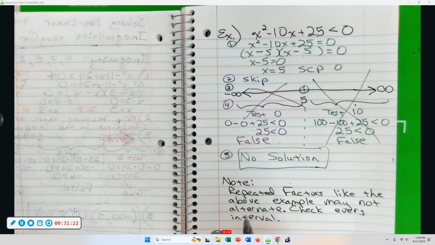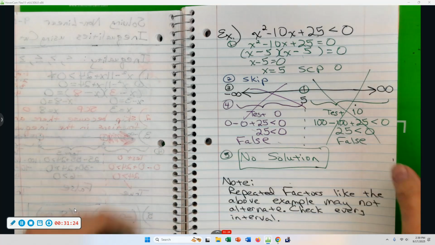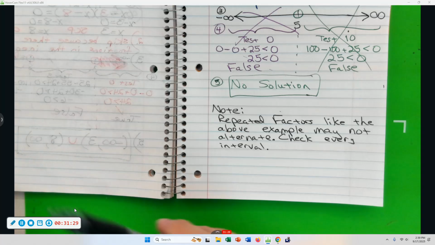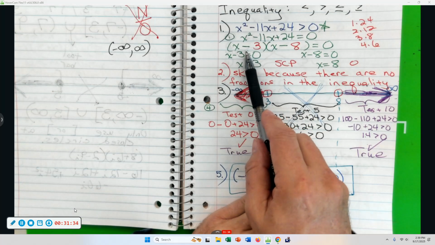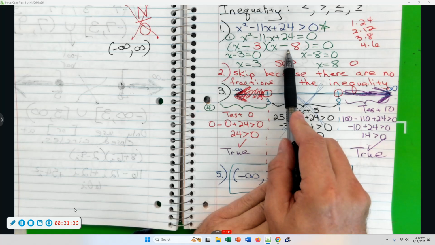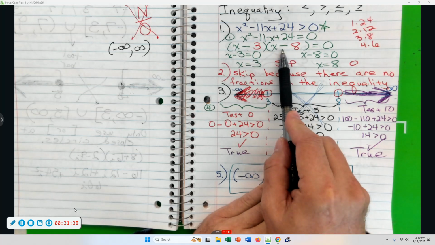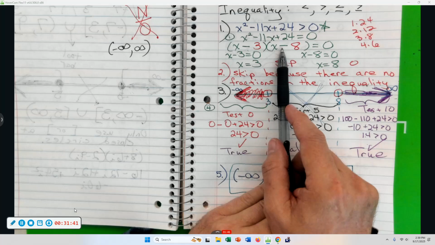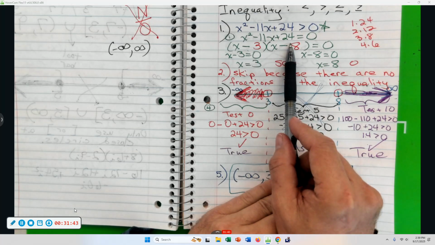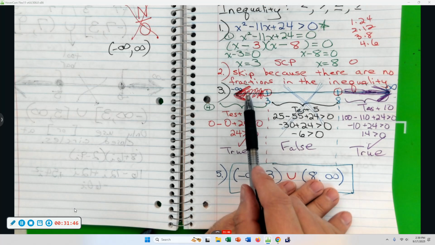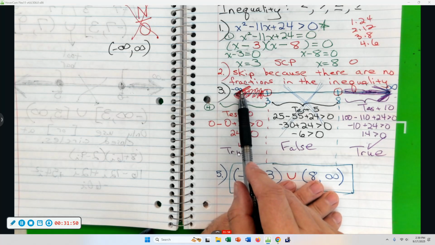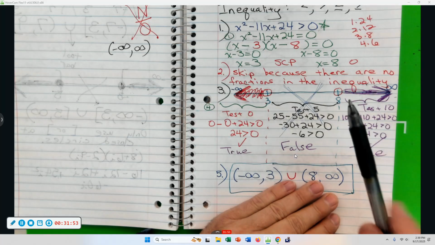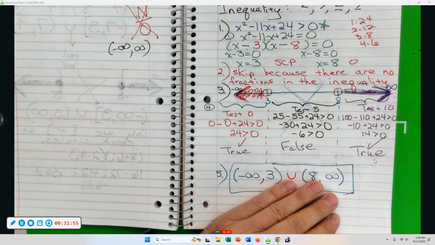If you're a view and example kind of person, they're going to be checking every interval no matter what. But if you have distinct factors, like here, two different factors, x minus 3, x minus 8, then I was 100% certain. When I saw that we didn't get repeated factors, I knew. As soon as I saw that this interval was true, I would have bet every cent of money I had in this world that the next one would be false, the following would be true.